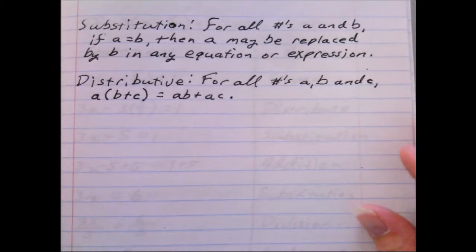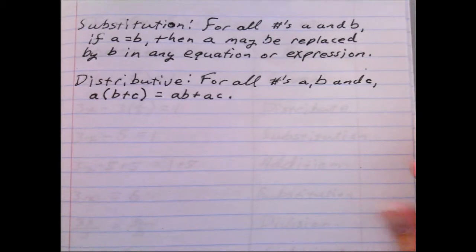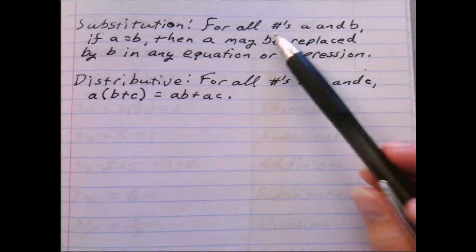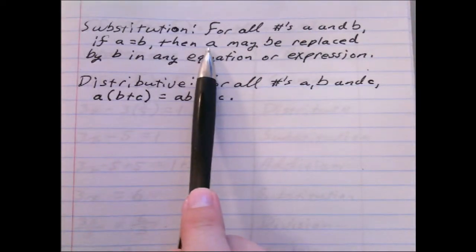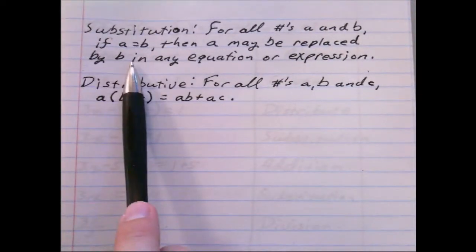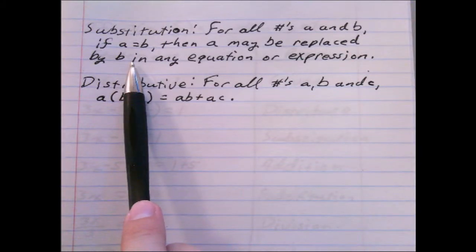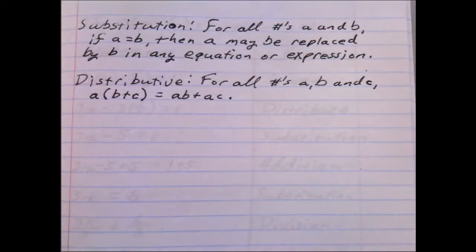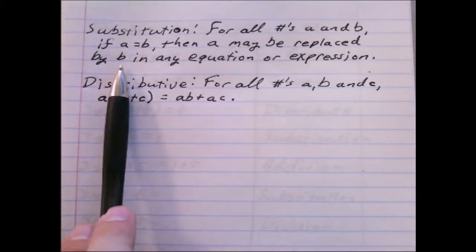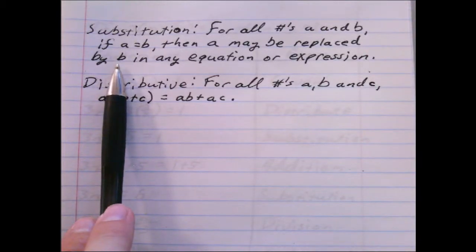We also have substitution. Substitution is a really common and important one. So for all numbers A and B, if A equals B, then A may be replaced by B in the equation or the expression. So whenever you find x equals 3, then you can put 3 in everywhere that you see x in your equation or expression. And this is the property that allows us to do that.